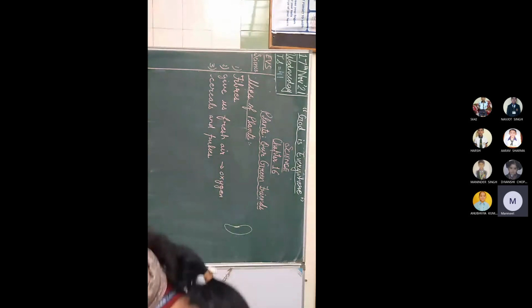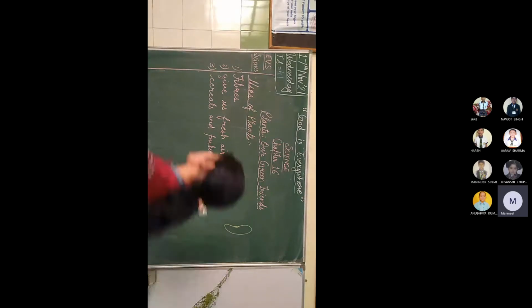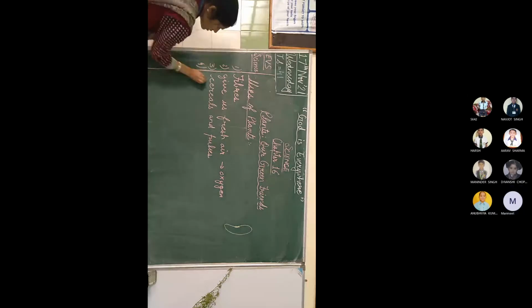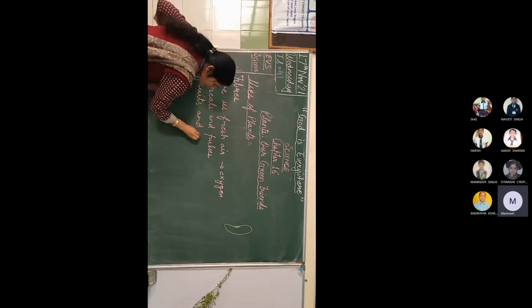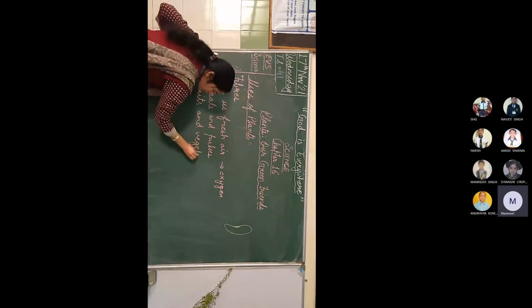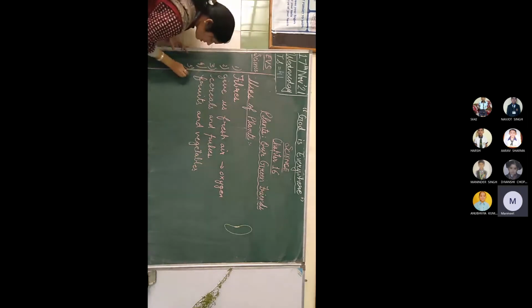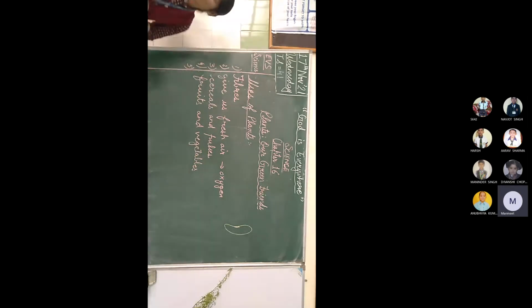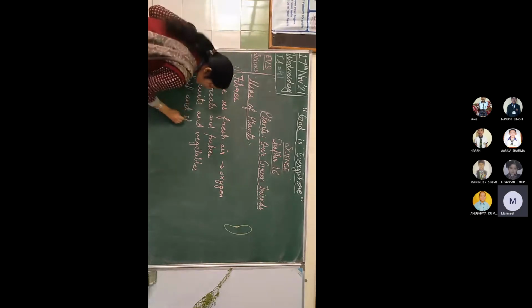Next, what we got from plants: we got fruits and vegetables. This we have done. Next, what else do we get from plants? Oil and spices.